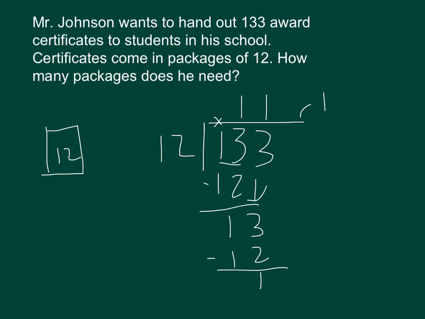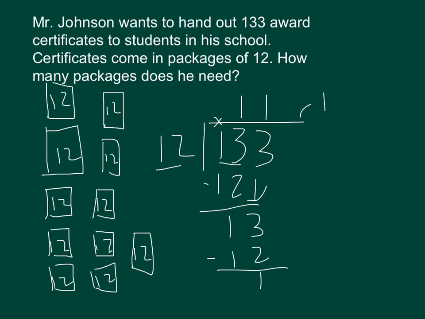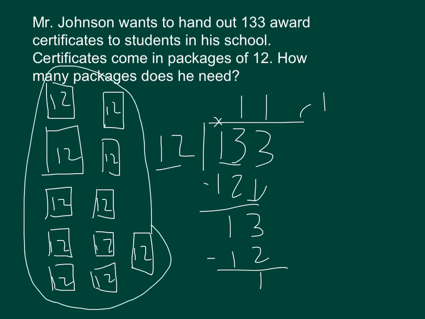the 11 packages of 12 certificates that Mr. Johnson can get. So if he had 11 packages and each package contains 12 certificates, here we have 11 packages that contain 12 certificates. That means that would be 132 certificates that are in these total of 11 packages.